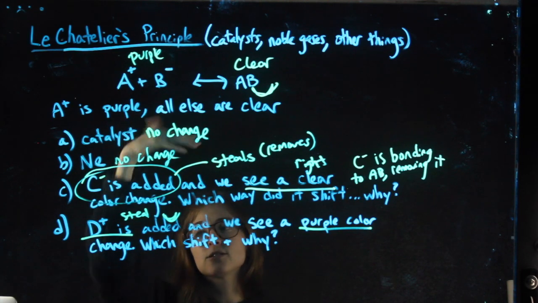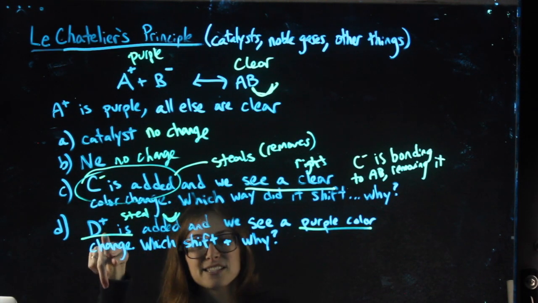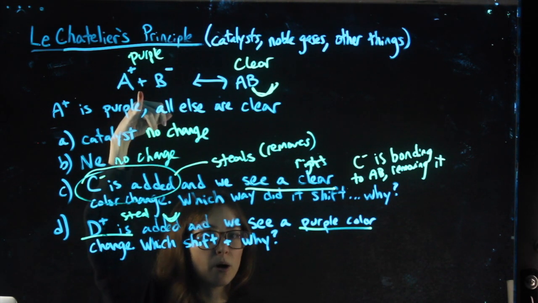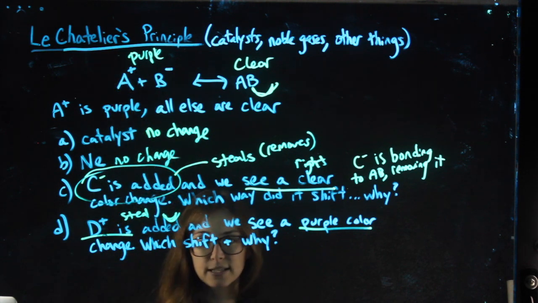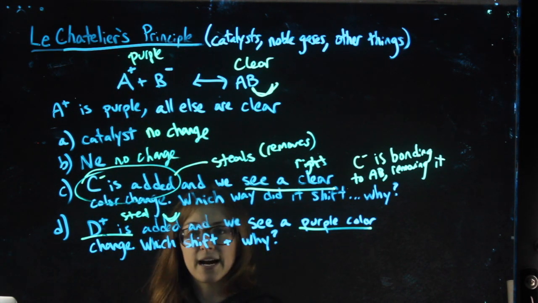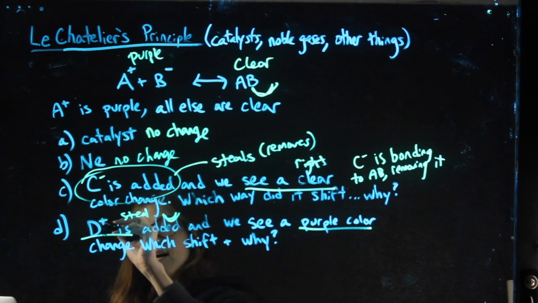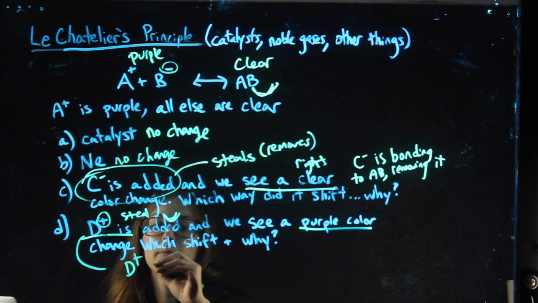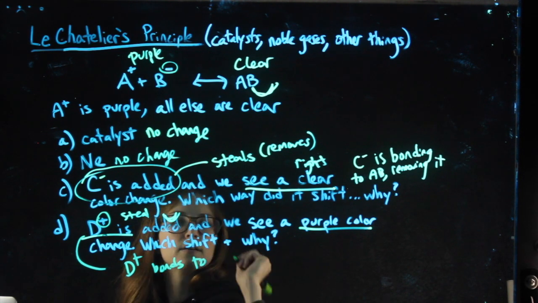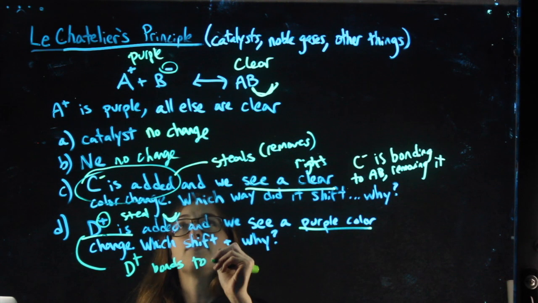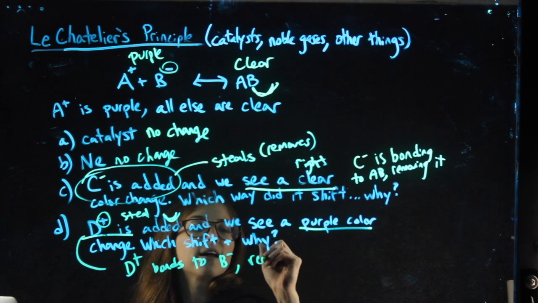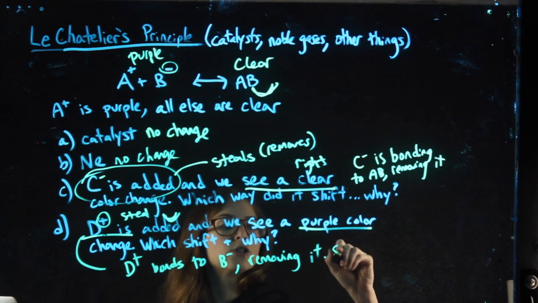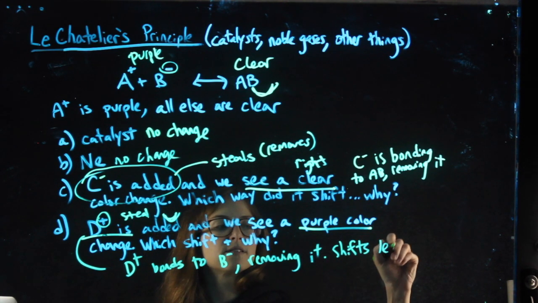Here, A plus and B minus, well, what I'm adding is a positive ion. So if it has the choice, it's going to bond to the negative rather than the positive. Again, I know it's stealing something from the left because I see the left side color. Because it's positive, I'm going to assume it steals the negative. So D plus bonds to, make sure, yeah, I don't think I'm cut off. Good. D plus bonds to B minus, removing it. So we would see that it shifts left.